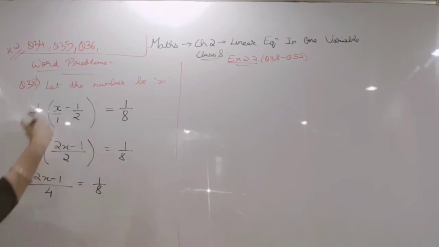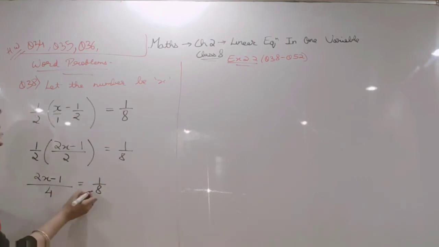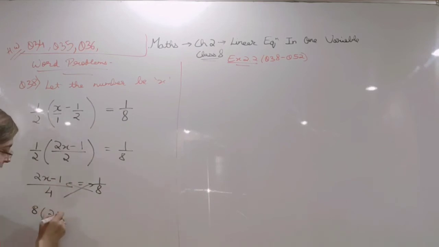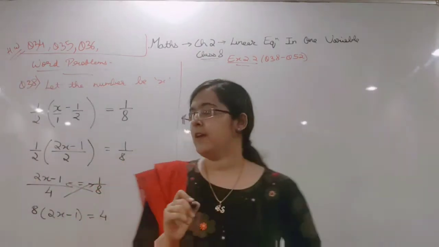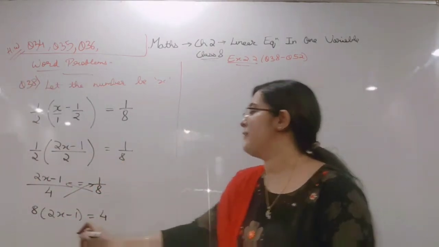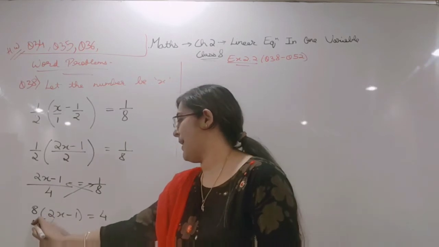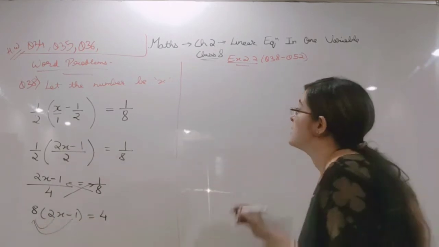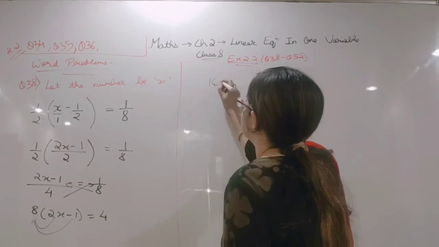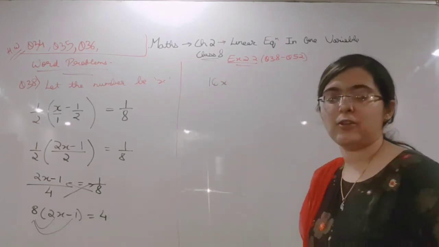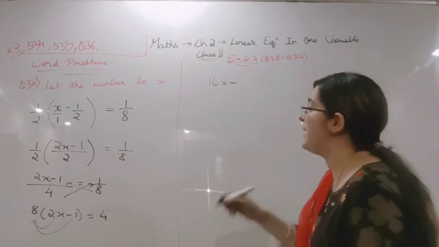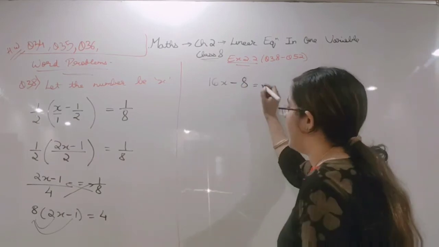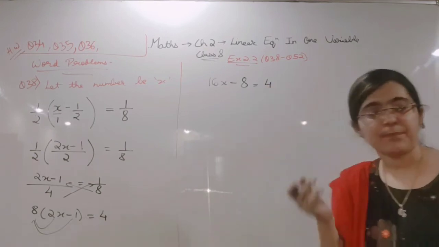Now we have got the type of question that we have solved earlier. We will cross multiply. 8 will be multiplied here, and 1 into 4 is 4. Now what will we do, students? 8 will be multiplied by 2x and also by 1. So 8 into 2x will be 16x. There is a negative sign in between. 8 into 1 is 8. And this 4 will be the same.